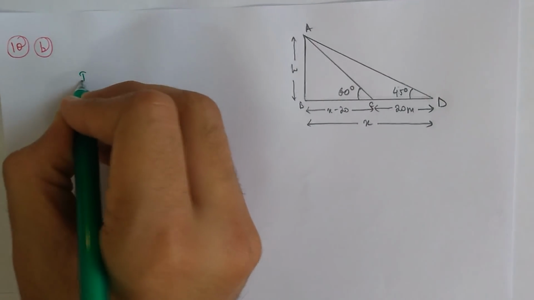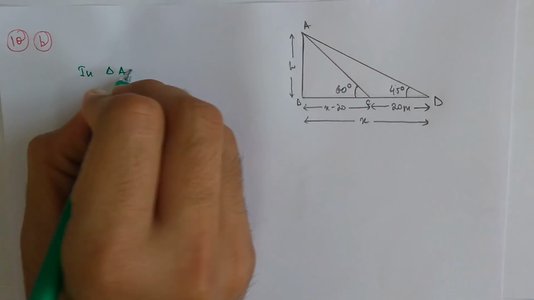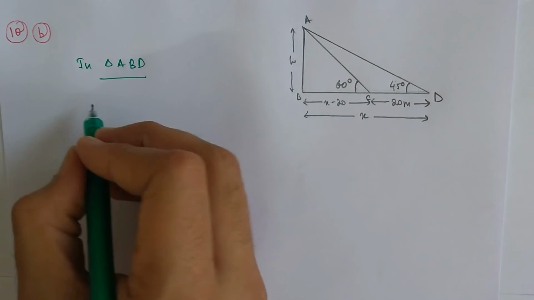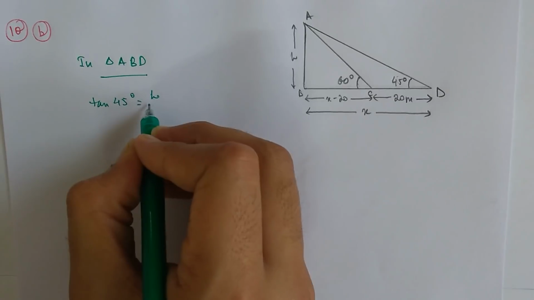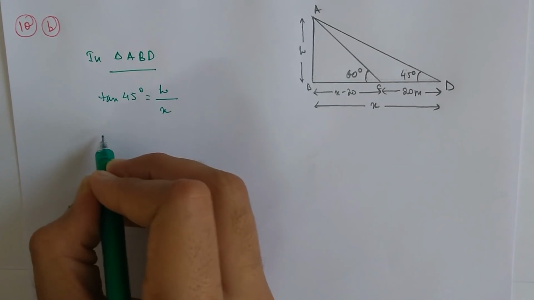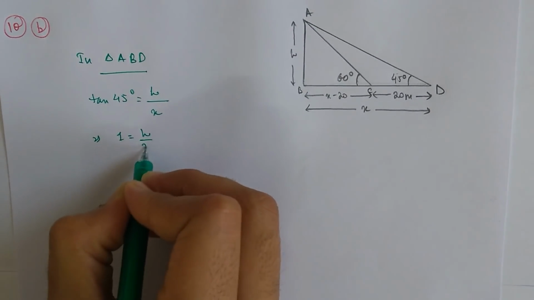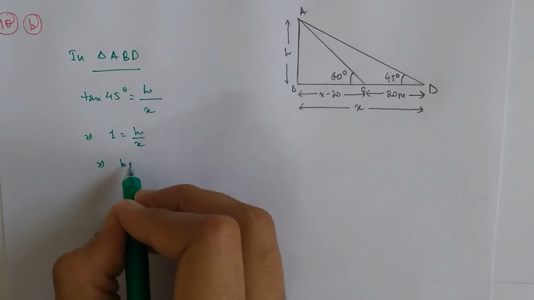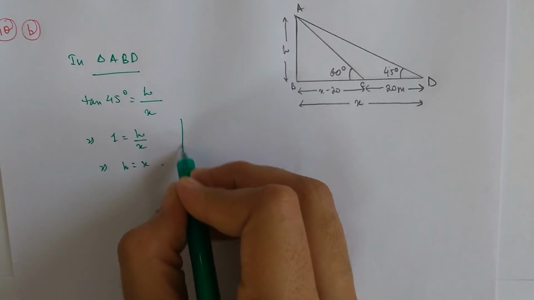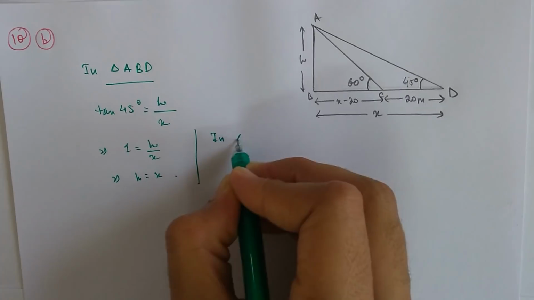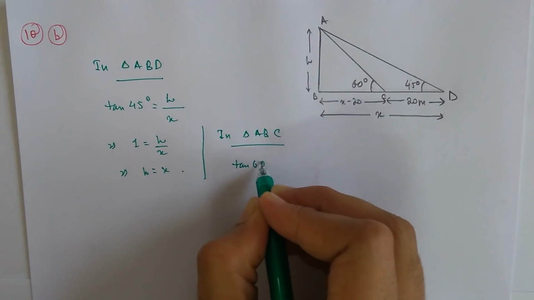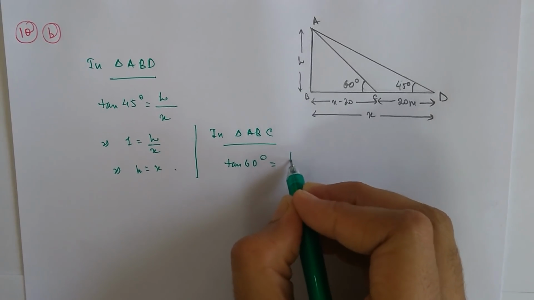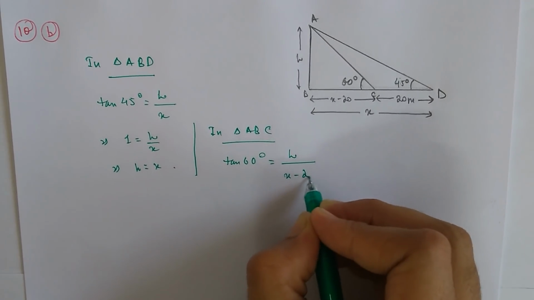First of all, in triangle ABD, we have tan 45 degrees is equal to perpendicular, which is h, divided by base, which is x. Therefore 1 is equal to h by x. Therefore h is equal to x. Okay, so we get this. We move on to the next triangle, which is triangle ABC. Over here we have tan 60 degree is equal to perpendicular, which is h, divided by x minus 20.